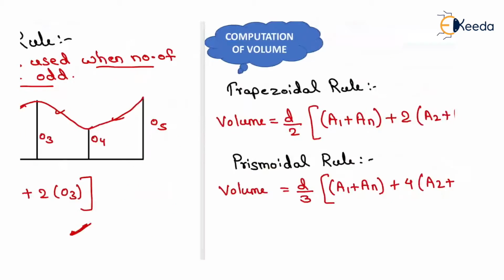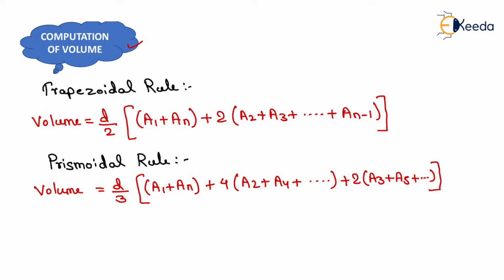Now we can move to the next method, that is computation of volume according to the trapezoidal rule and according to the prismoidal formula. According to the trapezoidal rule, the volume will be equal to common distance divided by 2, in bracket, sum of first area and last area, plus 2 into sum of all the other areas except first and the last areas of cross sections.